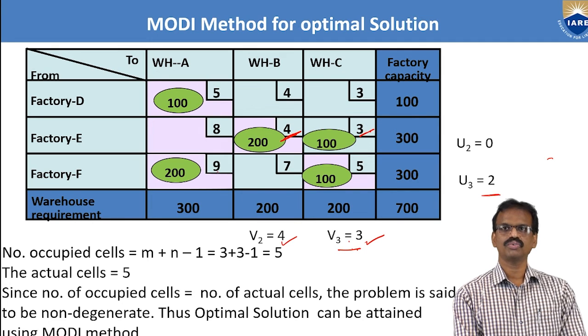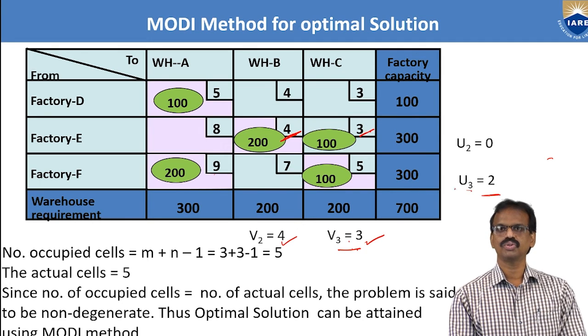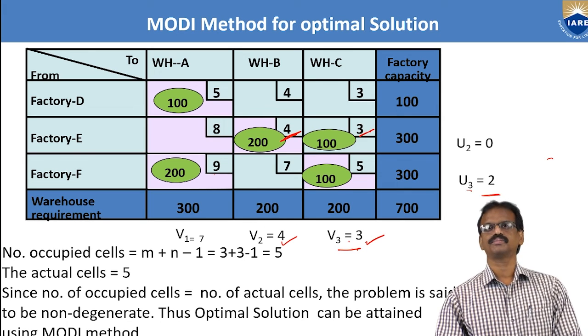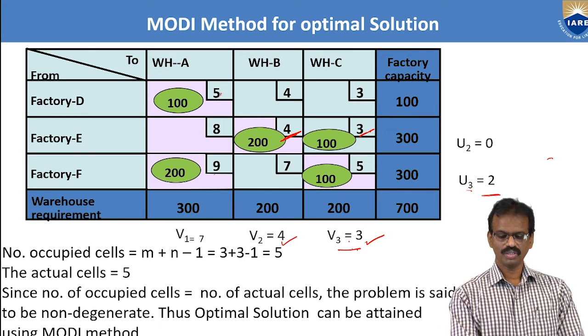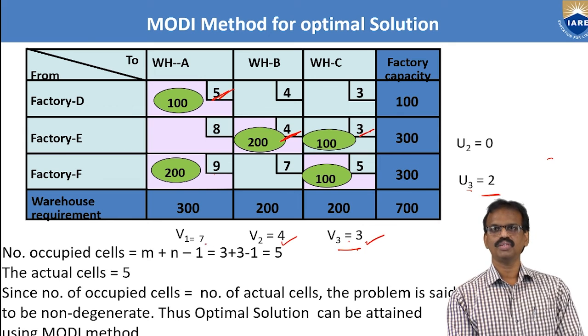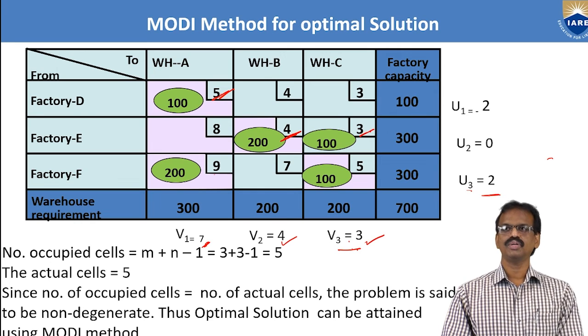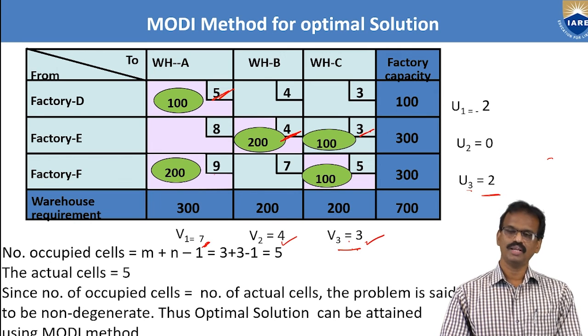Total value is equal to 9. One value is equal to 2, so the remaining value is automatically 7. Here the total value is equal to 5. One value is equal to 7, the remaining value is equal to minus 2. So in this way you can find out the UV values.